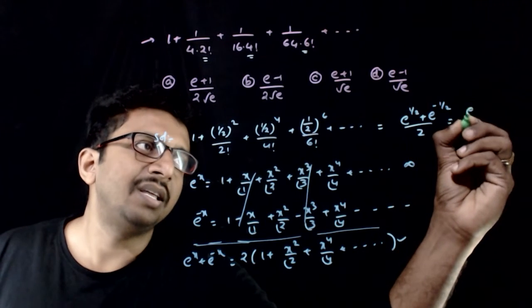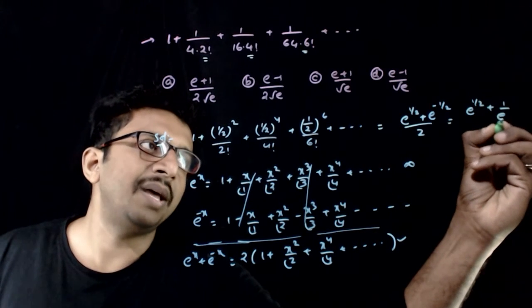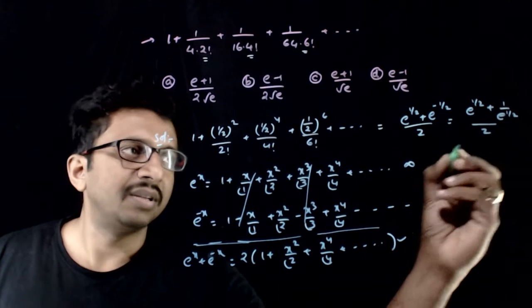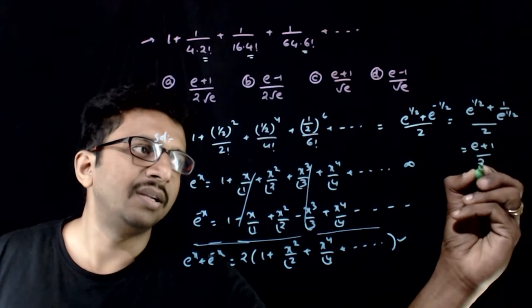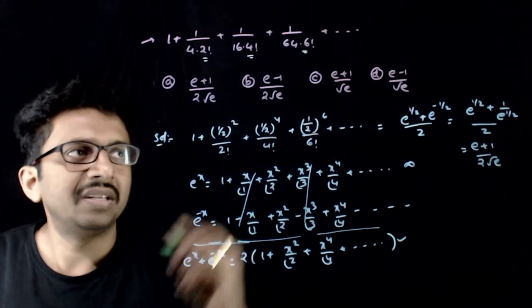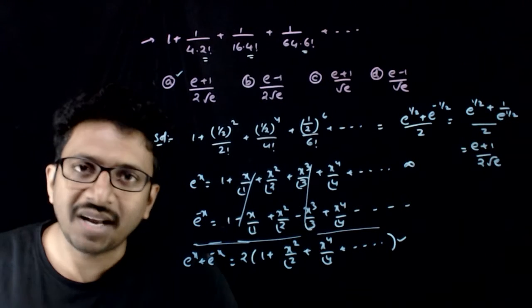That is nothing but e power half plus 1 by e power half, by 2. That is equal to (e plus 1) by 2 root e. So option A is the right answer to this question.